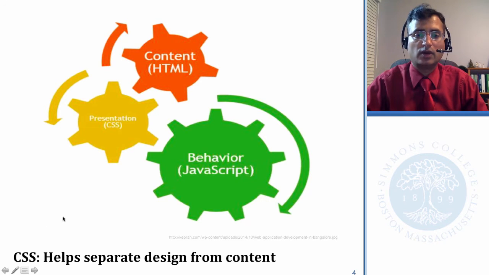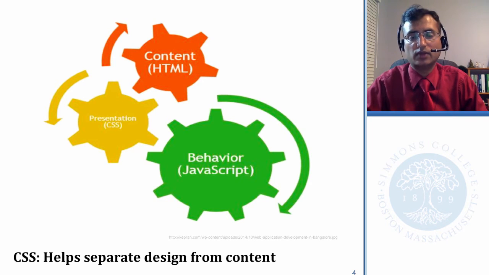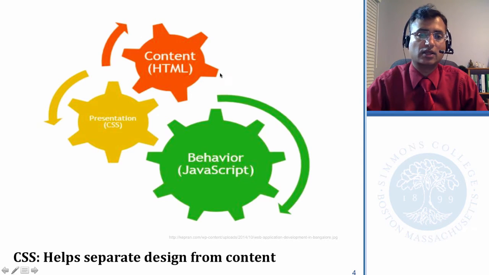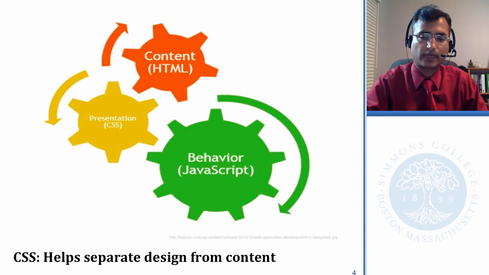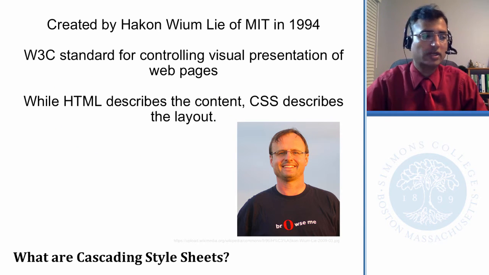So here you have the content which is taken care of by HTML, and then you have JavaScript which helps add dynamic content to web pages, and it takes care of behavior the way it's described over here right now. But in basic web pages, the two things that you almost always have is HTML and CSS. So CSS here helps you separate the design from the content. It was created by Haakon Wium Lie in 1994 and is a World Wide Web Consortium standard for controlling visual presentation of web pages.